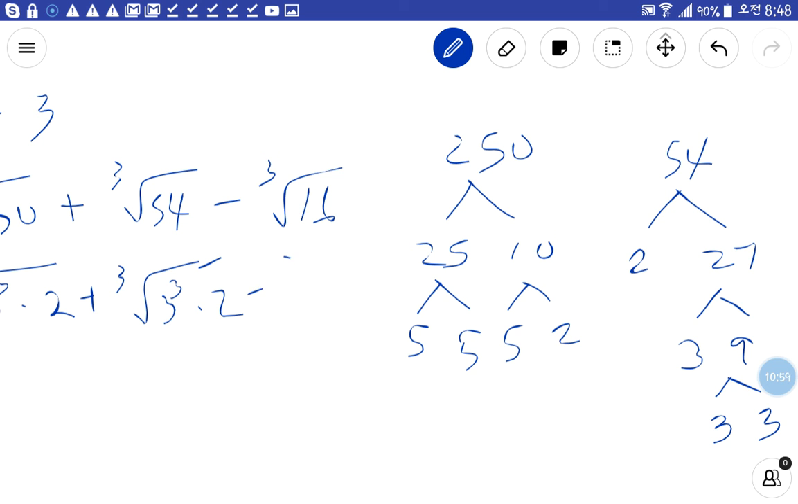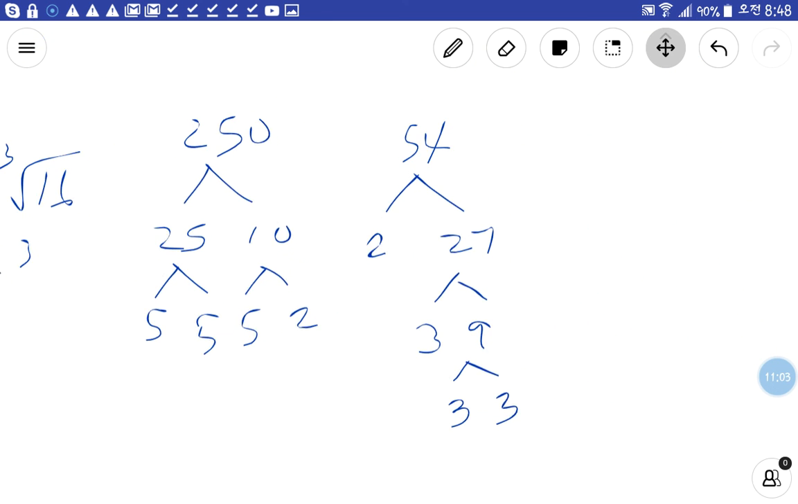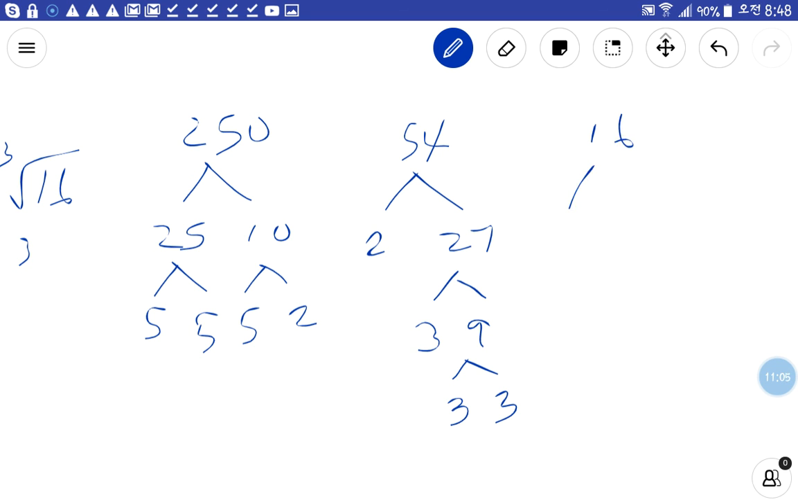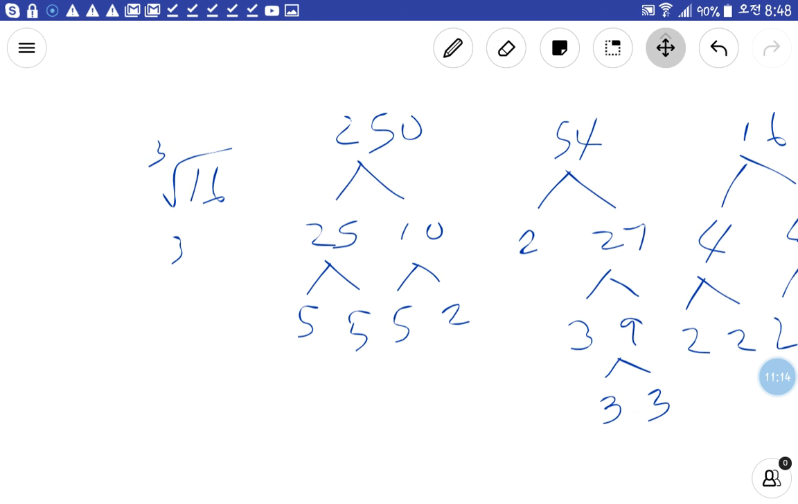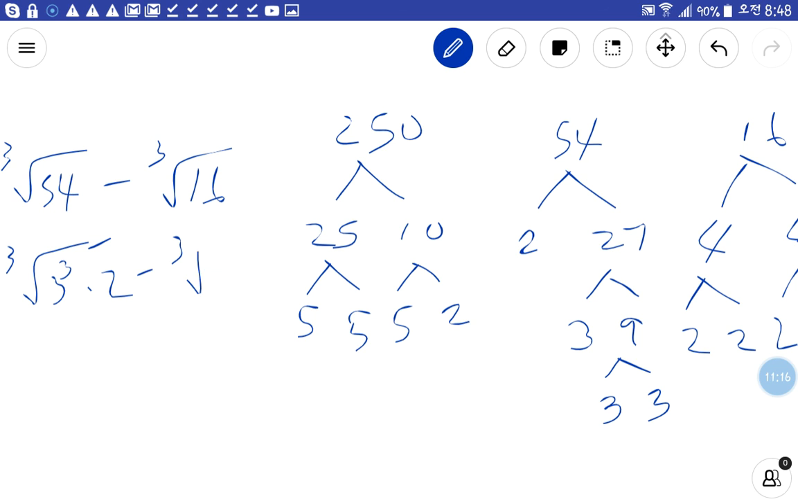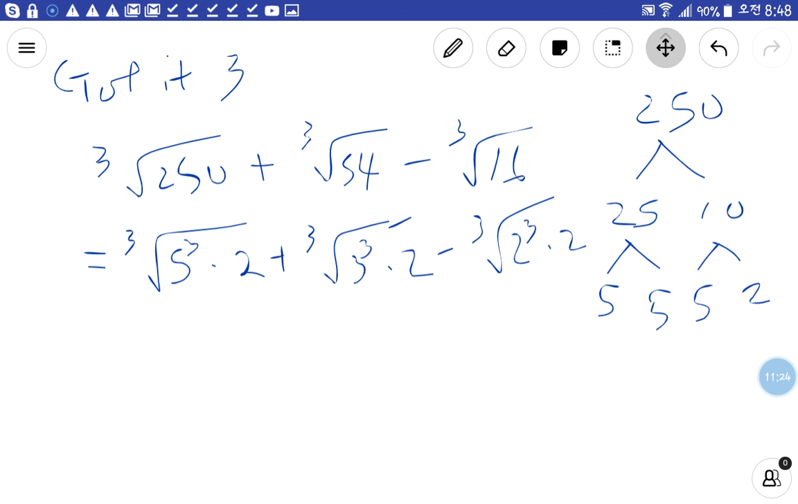Now my last. Alright, so 16 here. 16 is 4 times 4, and 4 is 2 times 2, so I can make cube root of 16 as 2 cubed and 2. I did it on purpose because I wanted to make a perfect cube number. Now simplify after that.